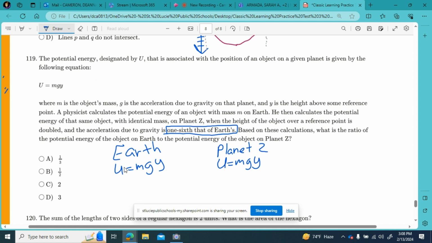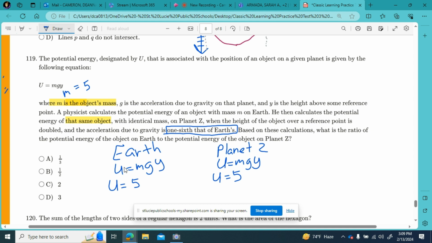So, I think I can just put in, like, it just says the same object. So, I'm just going to make up a mass because they're not telling me what the mass is. So, I'm just going to say whatever the object is, it has a mass of 5. So, on both of these, U equals 5. Same object, right? And g is the acceleration due to gravity. And it says the acceleration due to gravity is 1/6 that of Earth.